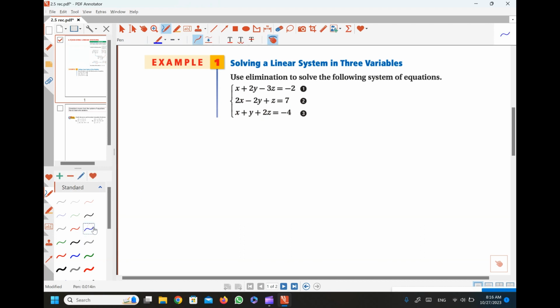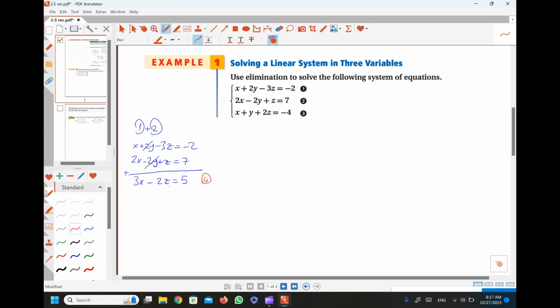And let's start solving. You add equation 1 and equation 2. Equation 1 is x plus 2y minus 3z equals negative 2. Equation 2 is 2x minus 2y plus z equals 7, and add them up. When you add them up, 2y minus 2y will cancel each other. Add the others. x plus 2x makes 3x. Negative 3z plus z makes negative 2z, equals negative 2 plus 7 makes 5. So we generated another equation. Let's call this equation 4.